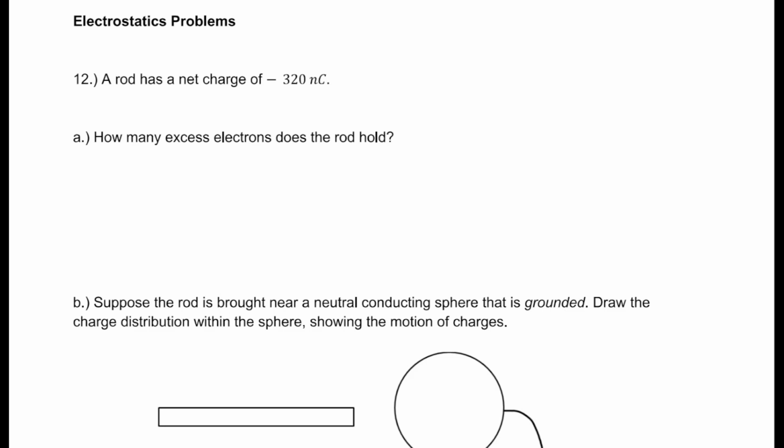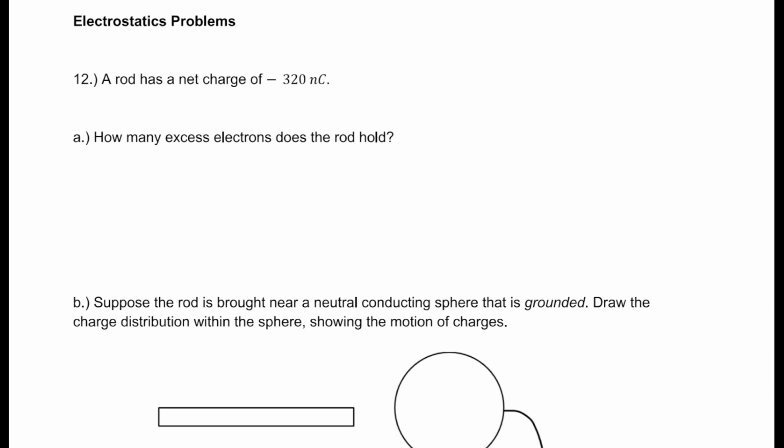All right. So we're going to start with the problems portion of our packet. And to start, we're going to do the discrete electrostatics, which is, well, the electrostatics that don't require calculus. So first, we're going to start with a charging problem. A rod has a net charge of negative 320 nanocoulombs, and we would like to find how many excess electrons the rod has.